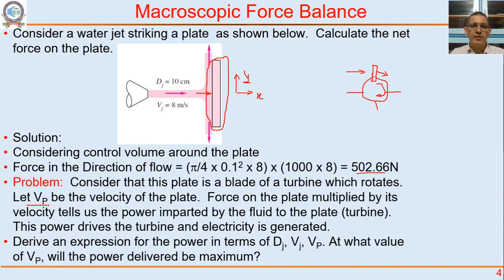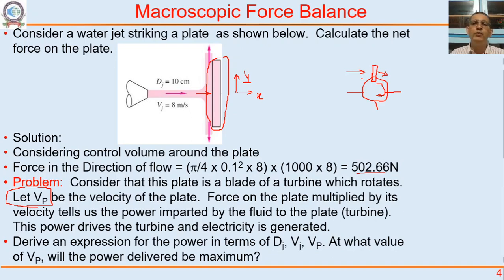Plate velocity is Vp. Okay. So now the force because of water hitting this plate is going to make this plate rotate, and the force on the plate multiplied by the displacement per unit time, that's velocity, will tell you the power that this one such blade would generate. And then this power is what is coming to us as electricity.